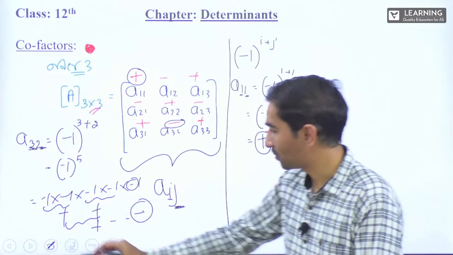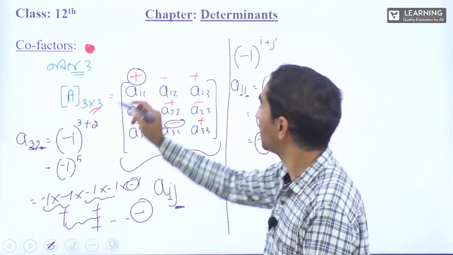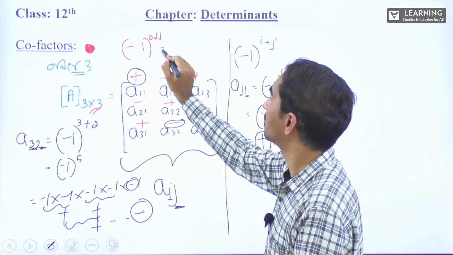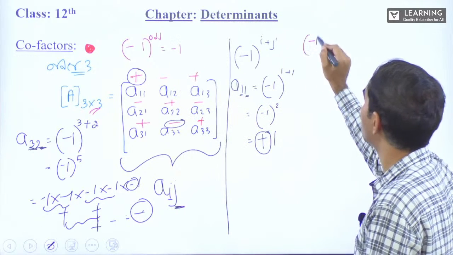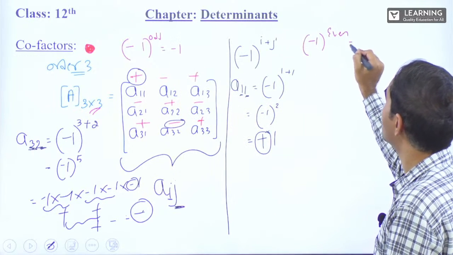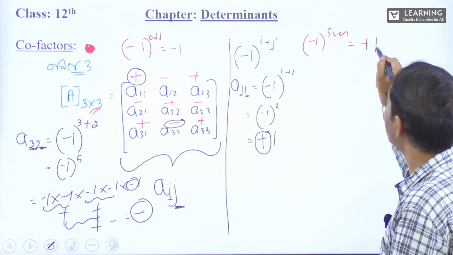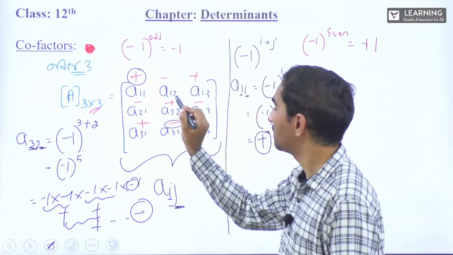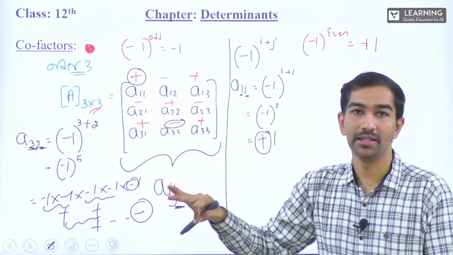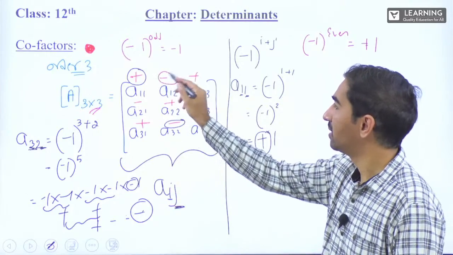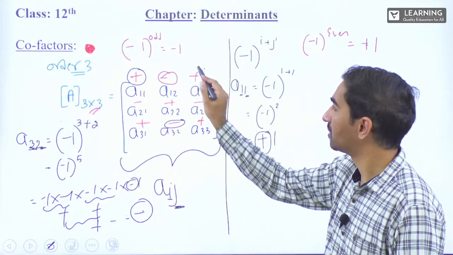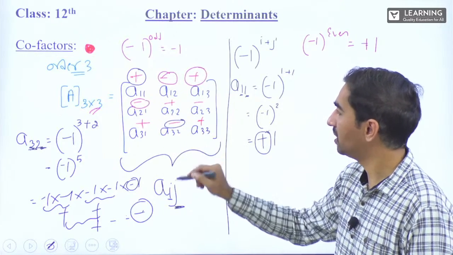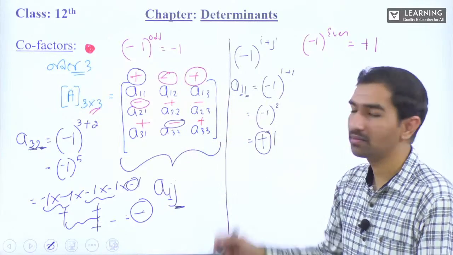Very simple, students. To generalize this again, we can write it like this. Minus 1 whole to the power of odd is equal to minus 1, and minus 1 whole to the power of even is equal to plus 1. Now add them both. 1 plus 1 is 2, even, plus. 1 plus 2 is 3, right? And 3 is odd, so we got negative. 3 plus 1 is 4, even, positive. 2 plus 1 is 3, odd, and so on like that. So even, odd, even, odd, even.